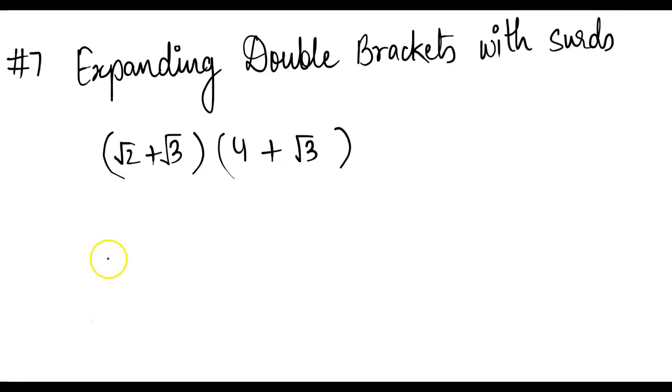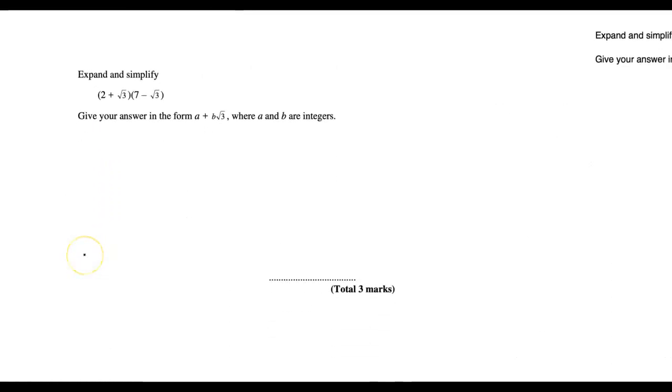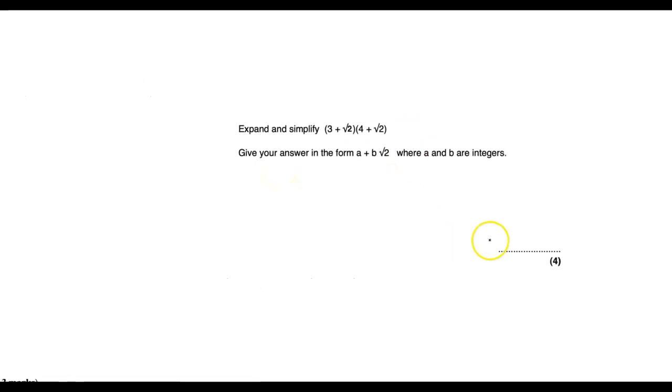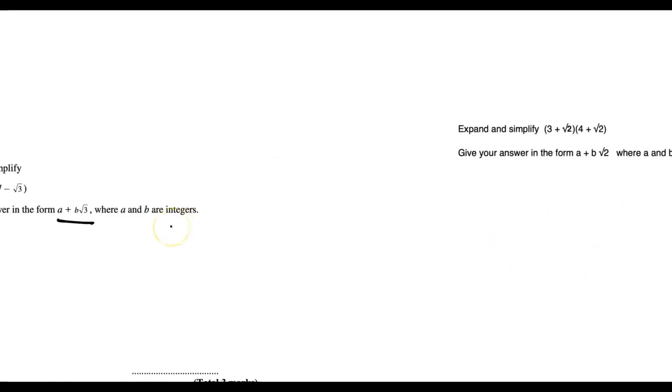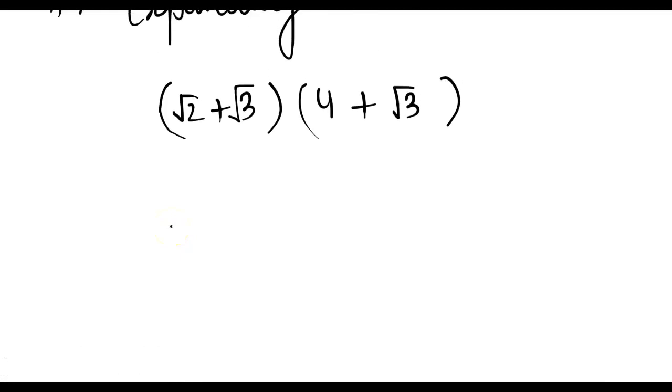Before I start, I just want to show you what type of exam style questions there are. This is an exam style question, and it's for 3 marks. 2 plus root 3 and 7 minus root 3. You have to write your answer in this form, a plus b root 3. Similarly, I have another question over here, the same concept, for 4 marks. So the weightage is 3 marks or 4 marks. Let's make sure we lock our 4 marks here.